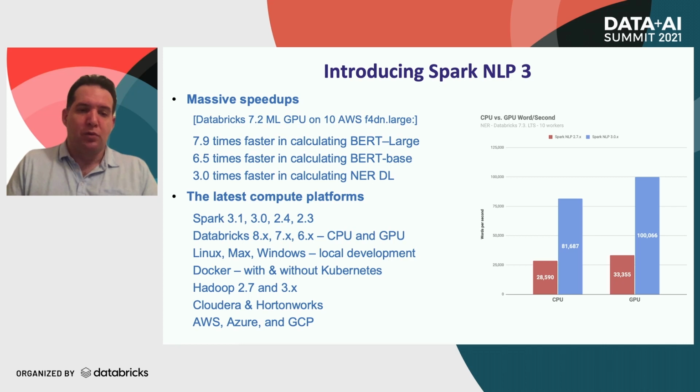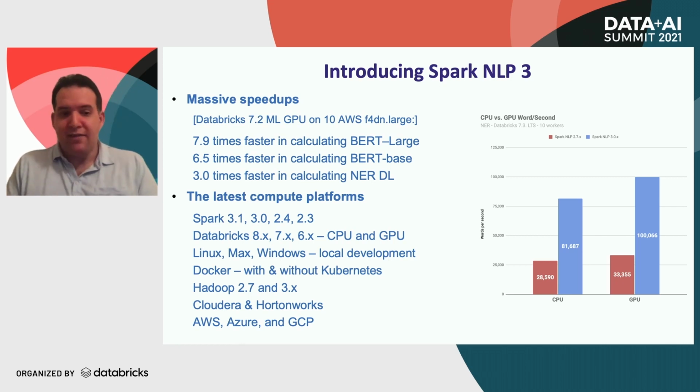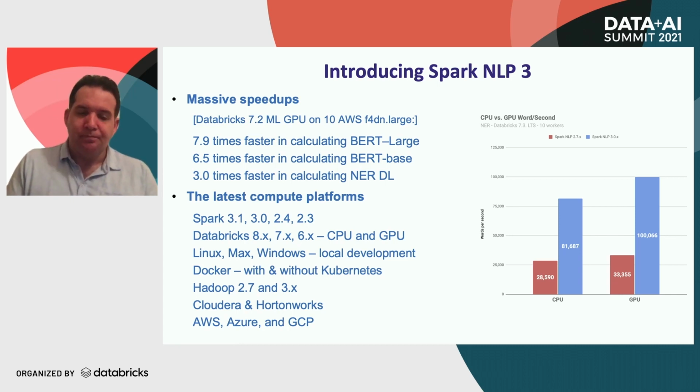We have support for the latest AWS EMR versions. We've tested on AWS, on Azure, on GCP, and on Hadoop, both the 2.7 and 3.x versions, in Cloudera or on your own builds. As you can imagine, we spent a lot of the last quarter testing this on different environments and making sure, not just that it works, but also that it's highly optimized.